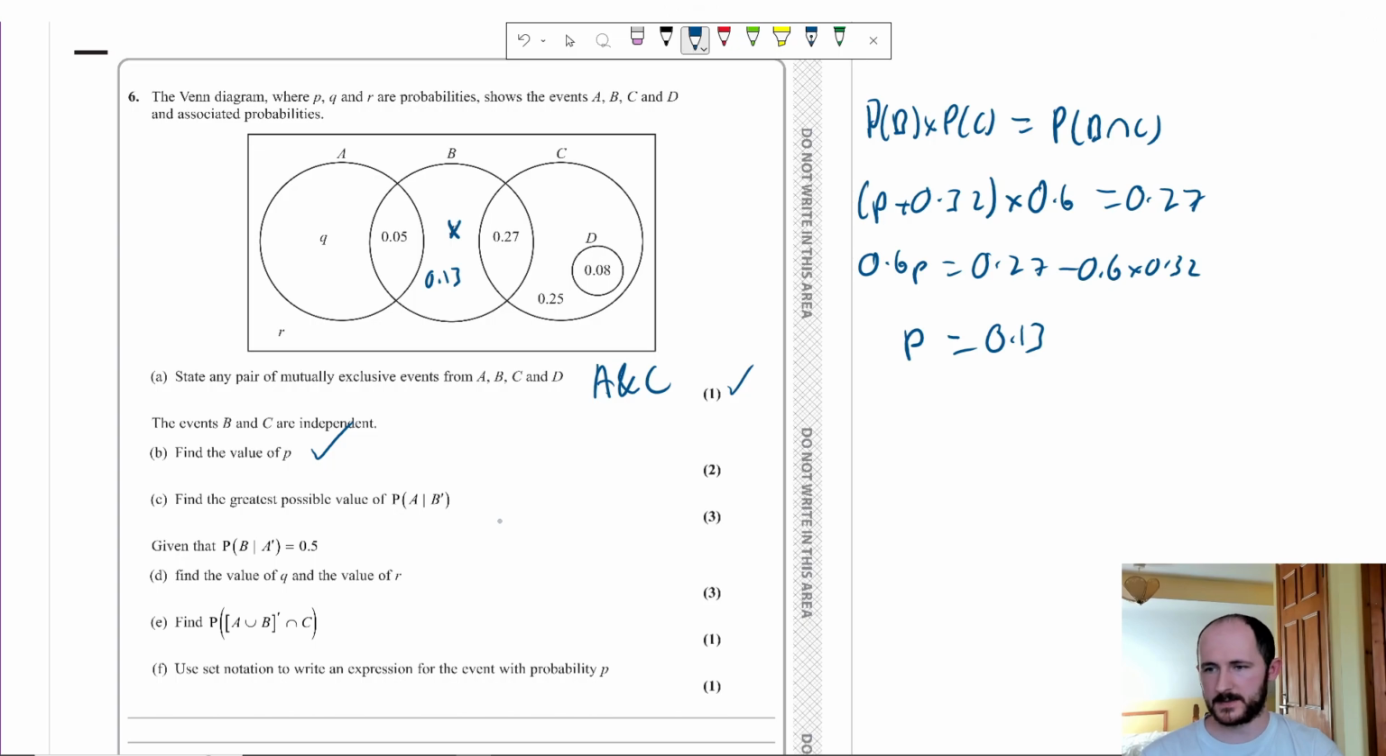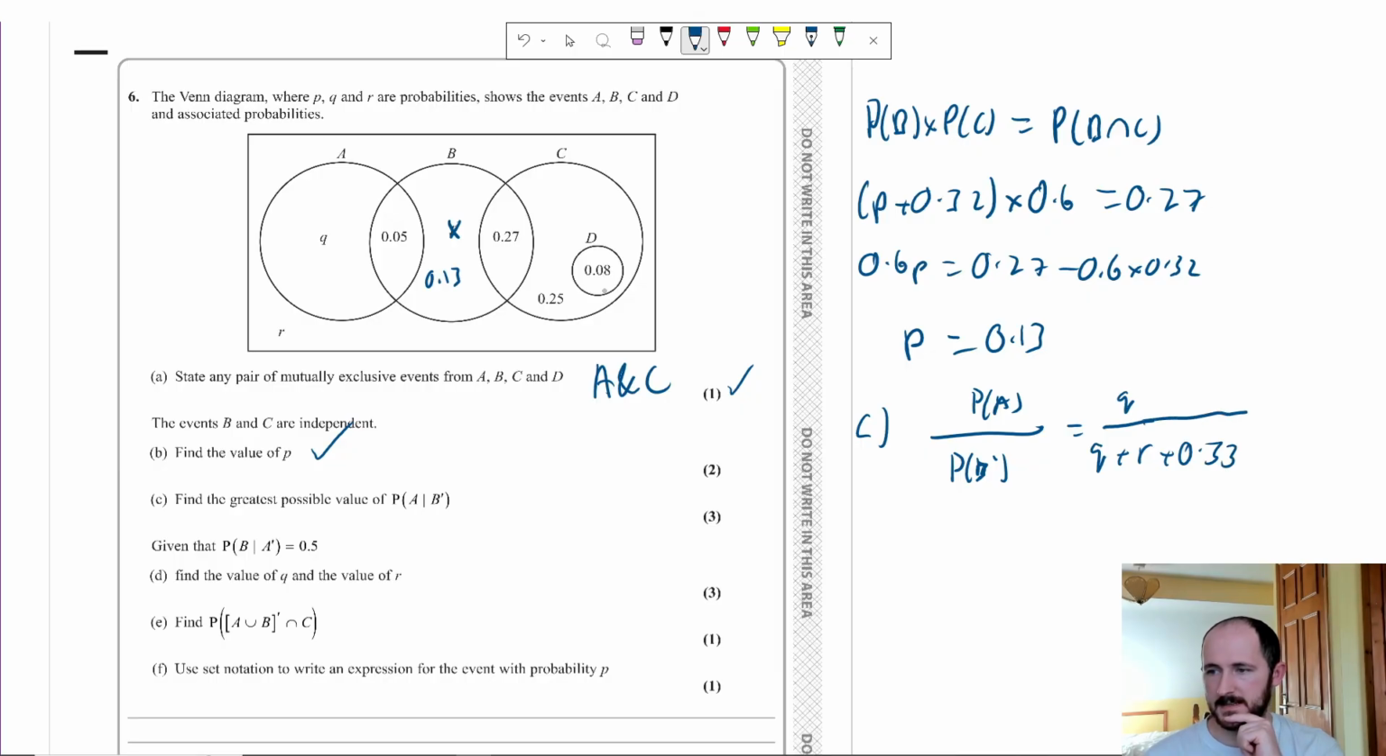So remember, to work out that, you're going to do the probability of A divided by the probability of not getting B. So probability of A is just everything inside the A bracket, or whatever you want to call it, which, don't forget it's given not B, so it wouldn't be including 0.05, so it's just Q. And then over everything that isn't B, which is Q plus R on the outside, plus 0.25 plus 0.08, so that would be 0.33.